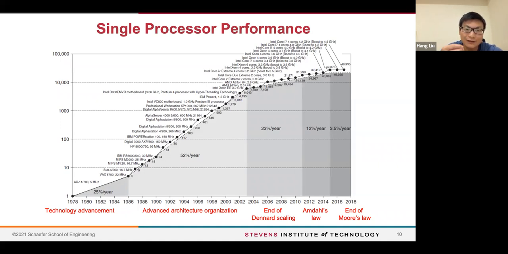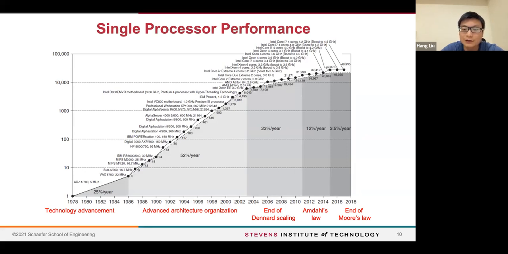This actually tells us that it's not only the technology advancement of 1978 to 1986, but plus the advanced architecture organization, they together make the performance gain double, right? From 25% per year to 52% per year. It's actually more than double. Okay.